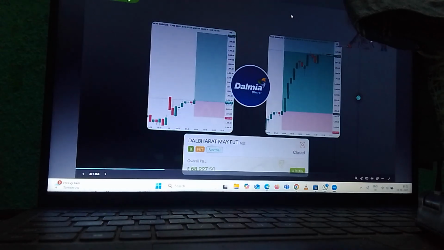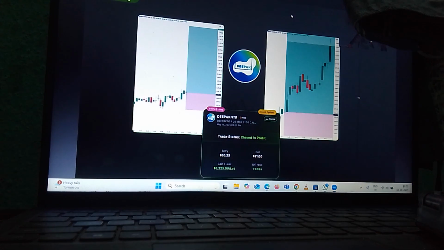This is Dalmia Bharat, taken in the month of May. This is Deepak Nitrite, again entering before those big candles and before the big move was happening. This was taken in call options. So the investment for this particular trade was about 22,000, and the gain was around 6,000 rupees per lot, which is like a 25 to 30% ROI on your investment, and that's taken in Deepak Nitrite.